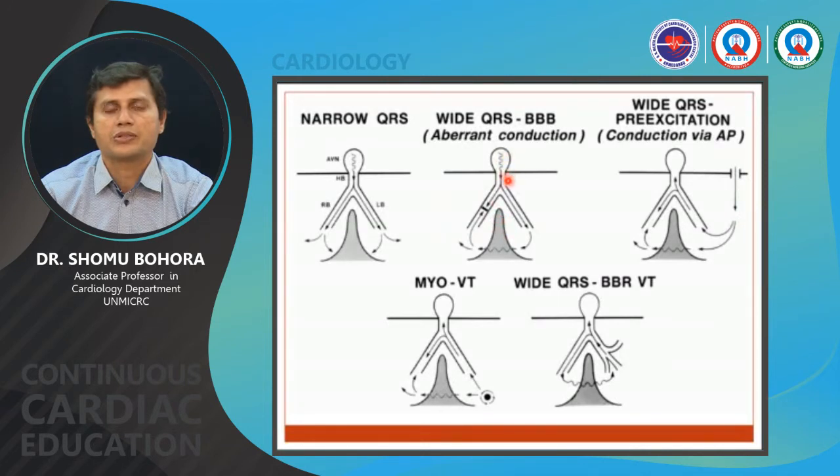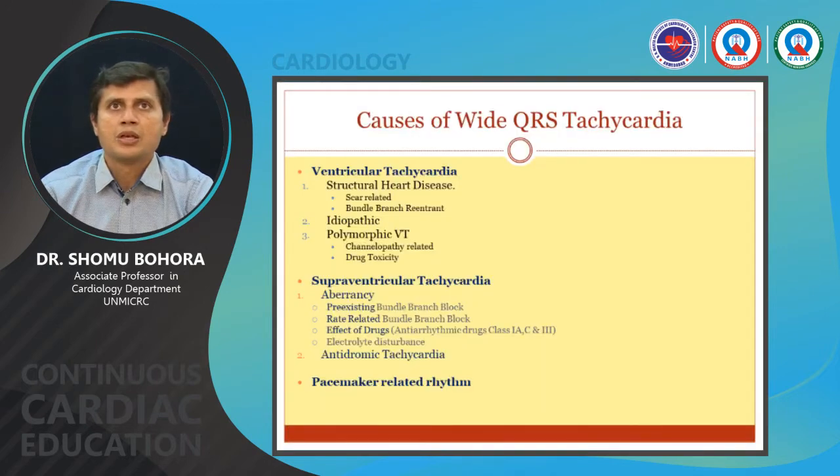It can be because of SVT with aberrancy, either RBBB or LBBB, and there results in myocardial conduction resulting in a broad complex. It can be because of conduction via an accessory pathway antegradely resulting in myocardial conduction and therefore causing broad complex tachycardia. A myocardial VT can cause broad complex, or a bundle branch reentrant VT can cause a broad complex tachycardia. Additionally, pacing through a pacing wire positioned in the right ventricle or the left ventricle causes broad complex.